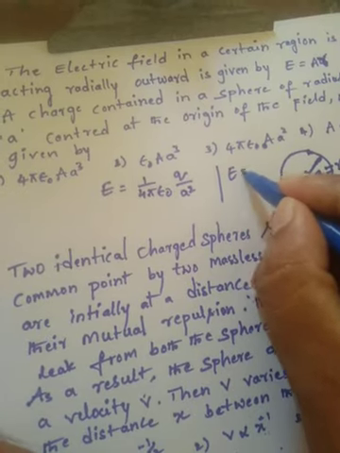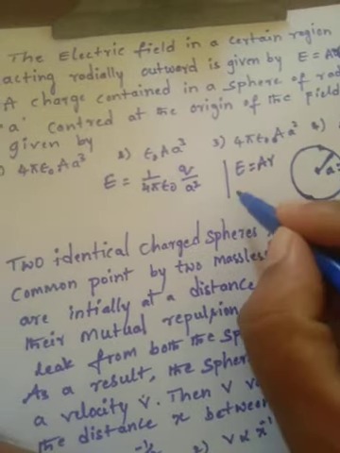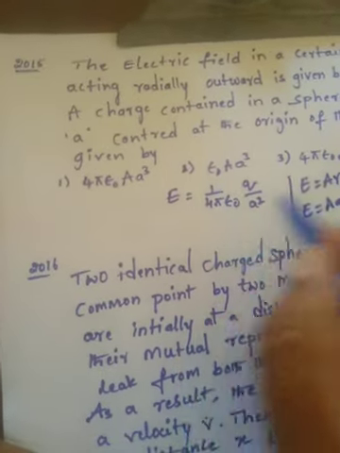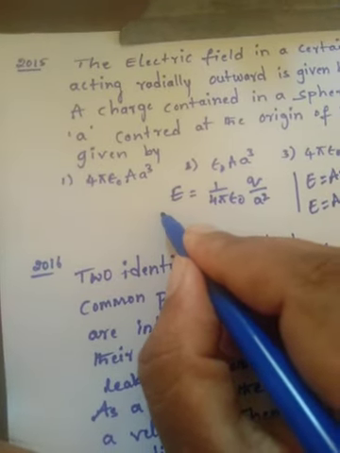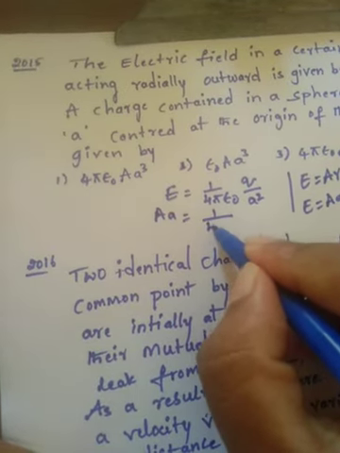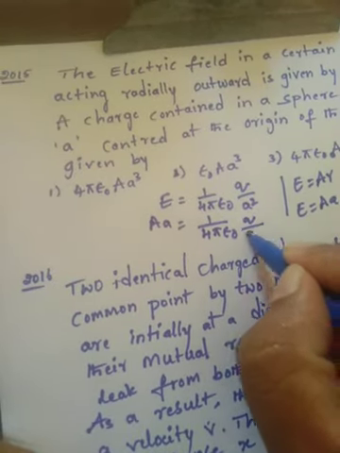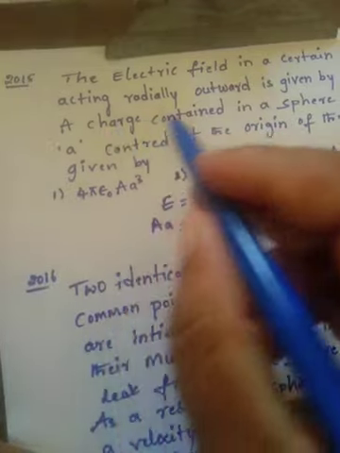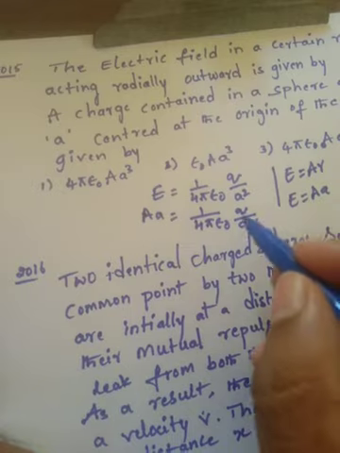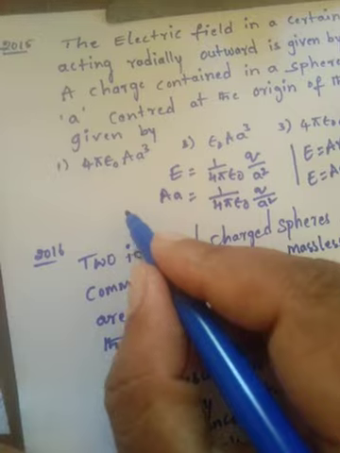Now here we know what they have given. E is equal to A r. Since r is equal to small a, therefore E becomes A into small a. So when you substitute that value here, A into small a is equal to 1 by 4 pi epsilon 0 Q divided by a square. To find the charge contained in a sphere, we need to find Q. Let's simplify this.